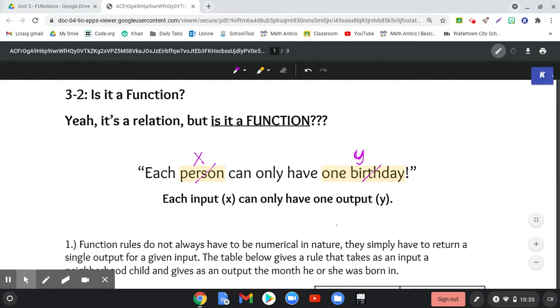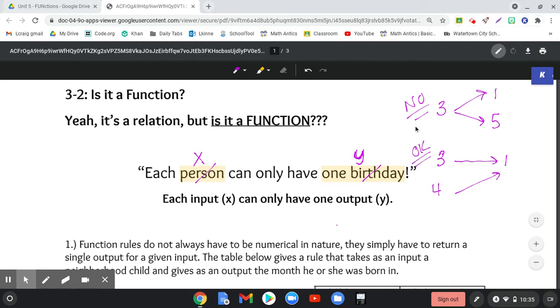So on a mapping diagram, if you see something like this, if you see 3 going to 1 and then going to another output of, say, 5, that's not okay. That's not a function. Because 3 is basically, again, your X is your person. So this person is saying they have 2 different birthdays in January and May. But it is okay if you see person 3 has a birthday in January, but person 4 also has a birthday in January, that's okay.